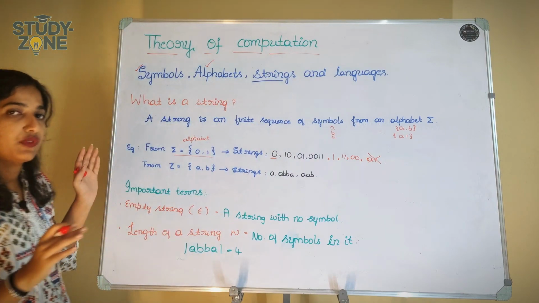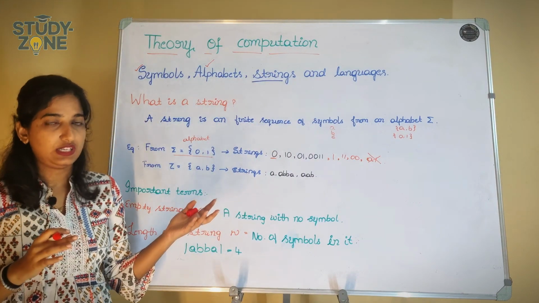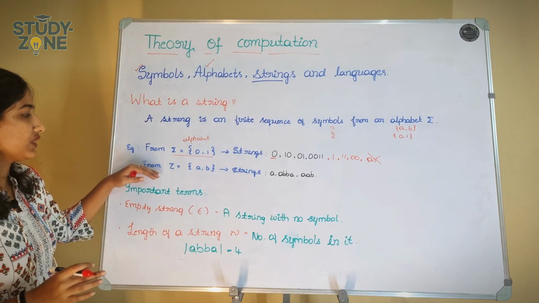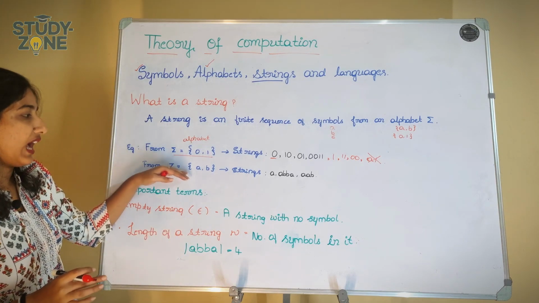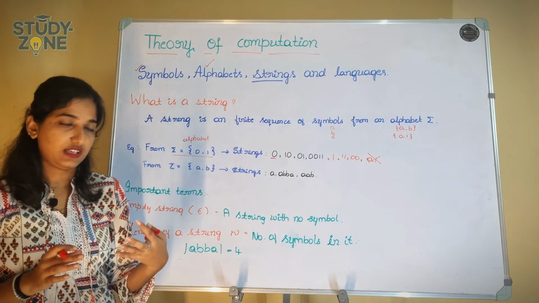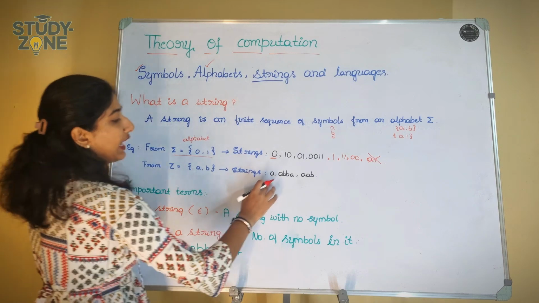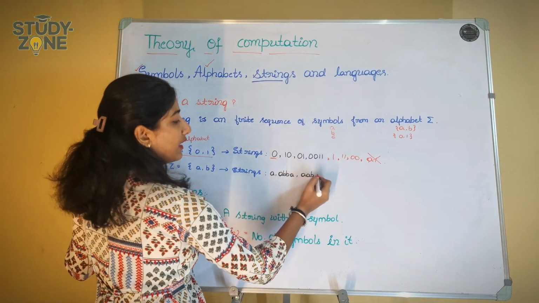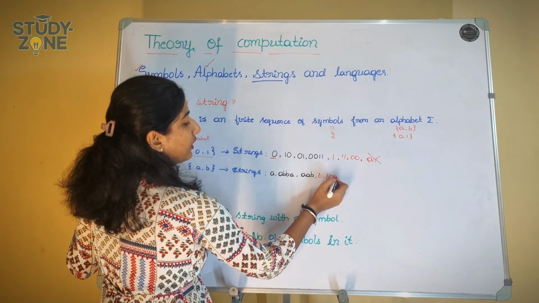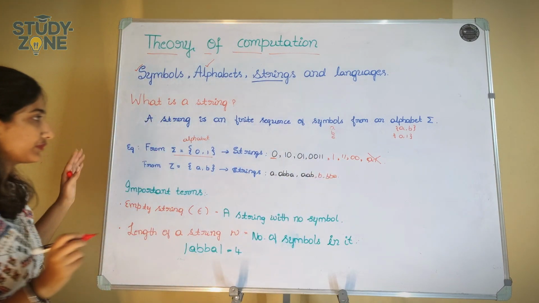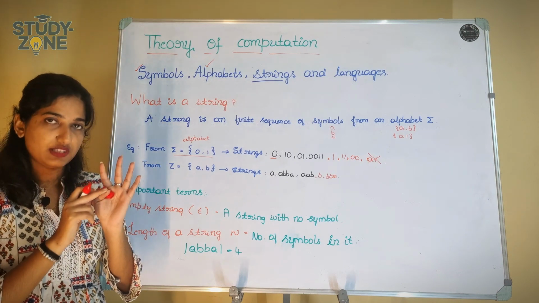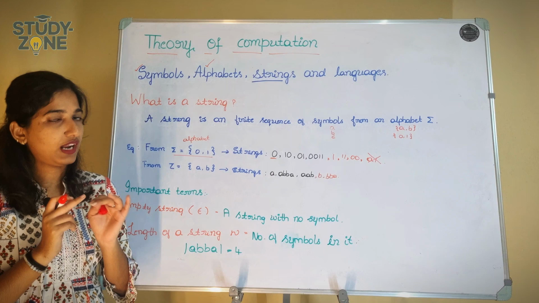Okay, from the alphabet we are taking out the string. And another example is from sigma. We have an alphabet A, B. From that we are taking out the symbol. So here A, B, B, A, B. We can write it like B, B, B, A, and so on, right? So this is about string. Okay, I hope you understand about symbol, alphabet and string, right?